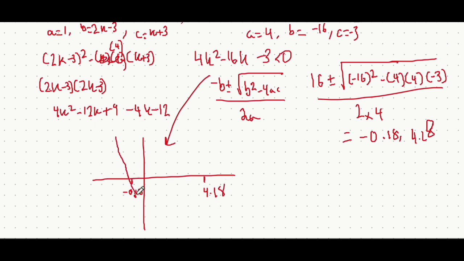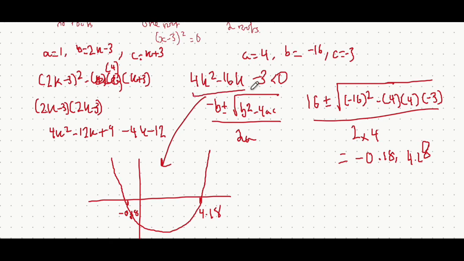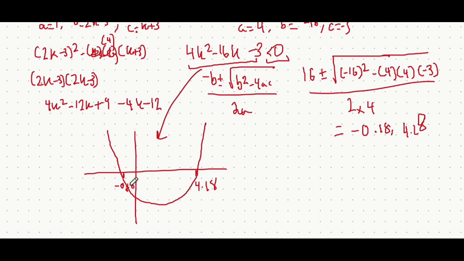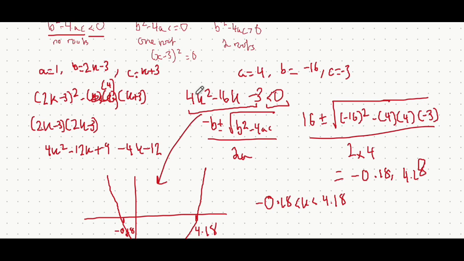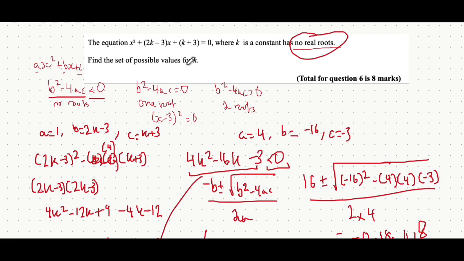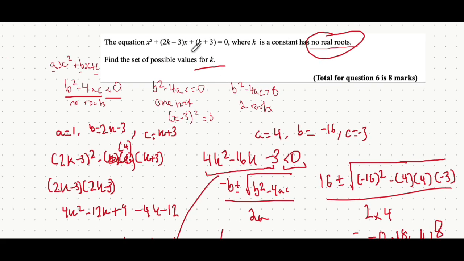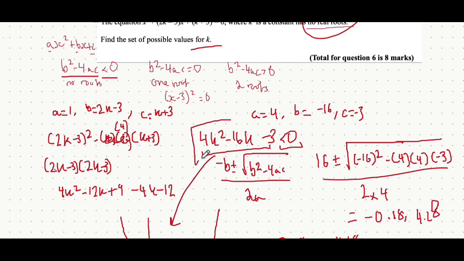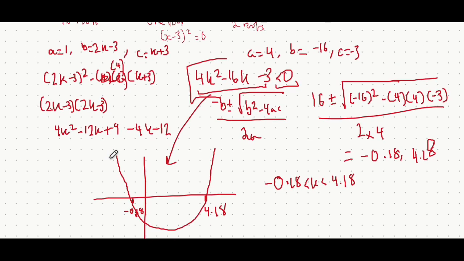If we draw the quadratic out, what we're interested in is where this quadratic is less than 0. So where is the curve negative? Well, that's below the x-axis. All of these points are where the curve is negative. So what we can say is that when k is in between minus 0.18 and 4.18, that's where the curve is negative. And that means that's where this quadratic is negative, and that's the set of possible values for k for which this has no real roots, because this quadratic came from all of the working out that we did beforehand.